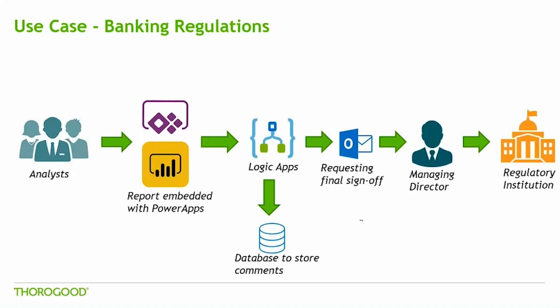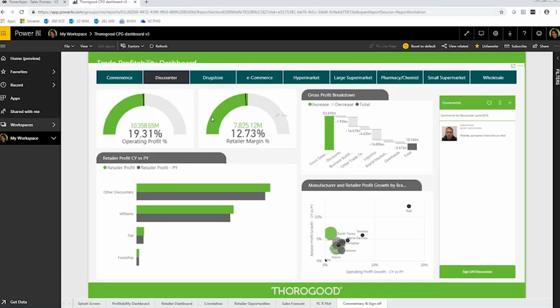So let's see how this would look like in Power BI. I'm going to show a Power BI report with PowerApps embedded into it. So what we're looking at here is a report, and as you can see, there are many tabs on this Power BI report. So we can have convenience, discounter, drugstore, and over here to the right is the PowerApps that is essentially embedded into this report. So what this PowerApps allows is for analysts, such as Eddie here, to comment on the report that we're looking at. So this is dynamic.